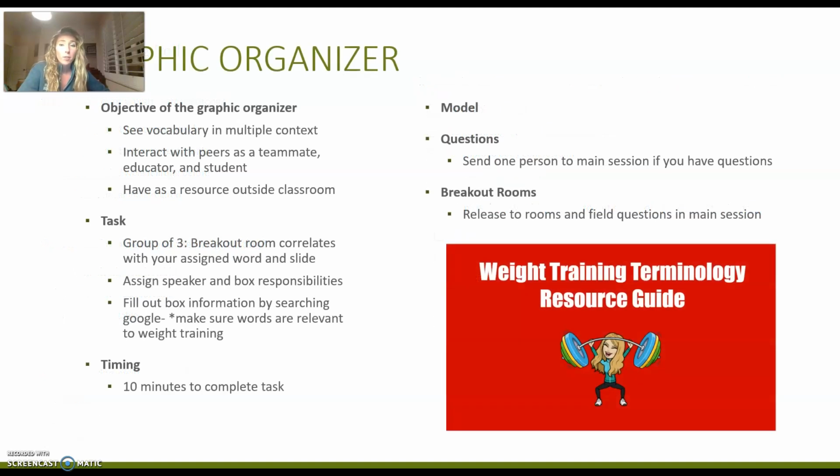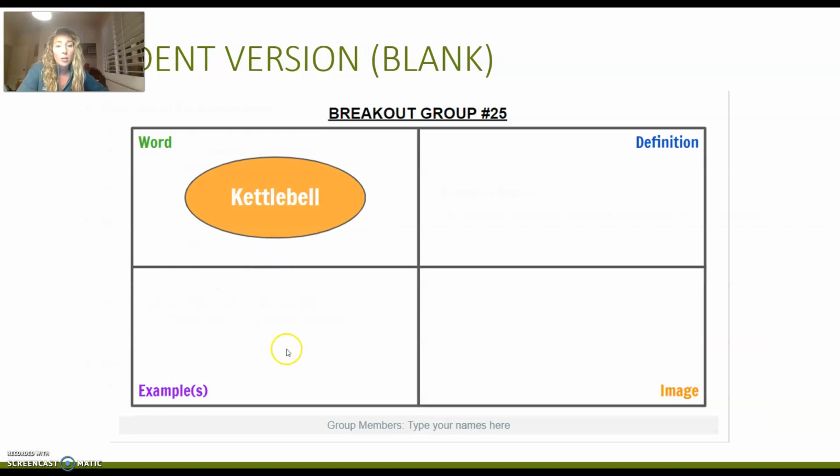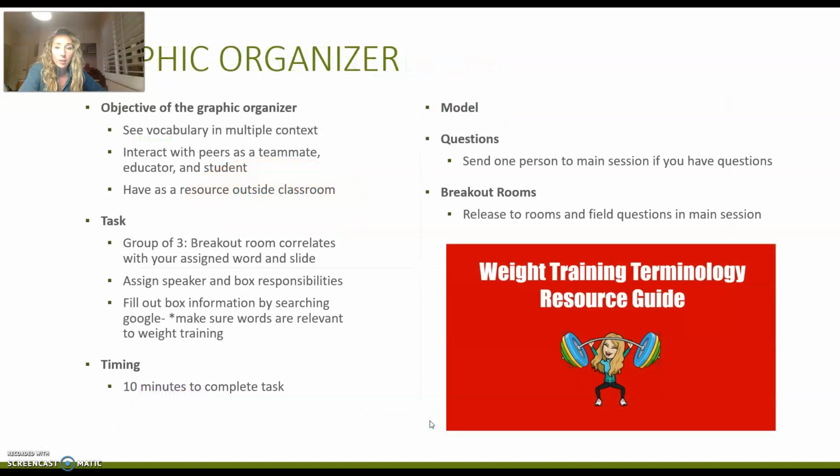So the whole objective of this lesson is for students to create a weight training terminology resource guide by filling out a graphic organizer. So I split them into breakout groups, and they will be assigned one of these pages where they're assigned a word. So this word is kettlebell. They have to fill out the definition, examples, and a visual image of a kettlebell, and they provide their names right here.